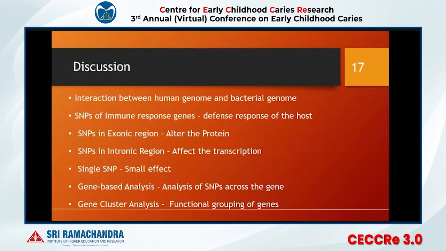Polymorphisms of the genes can occur either in the exonic region or the intronic region. Those which occur in the exonic region alter the protein, and those in the intronic region affect the transcription. However, wherever the polymorphism is located, it can have a minor effect. So to better understand the effect of these polymorphisms across the gene, a gene-based analysis was conducted. And to better understand the effect of these polymorphisms on the biological processes and on the functional grouping of genes, a gene cluster analysis was performed.